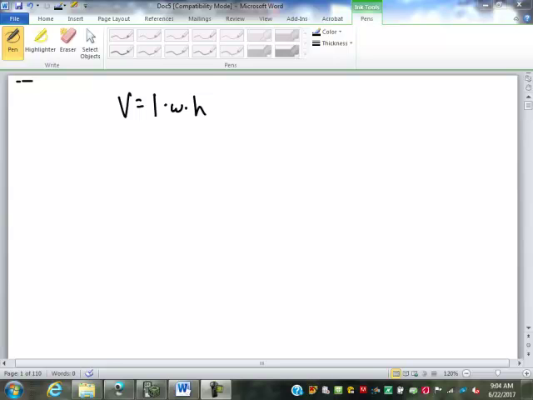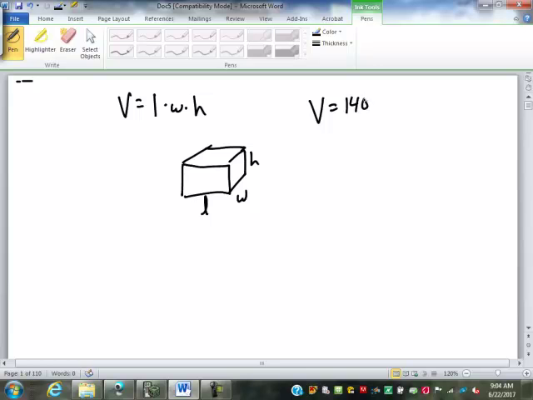So our formula for finding the volume of a box was volume equals length times width times height. So this is the length, this is the width, that's the height. And if you're given the volume, let's say the volume is 140 inches cubed, the length is 7 inches, and the width is 4 inches.